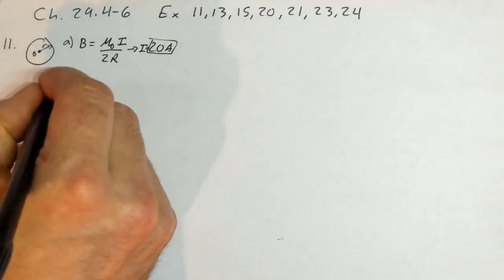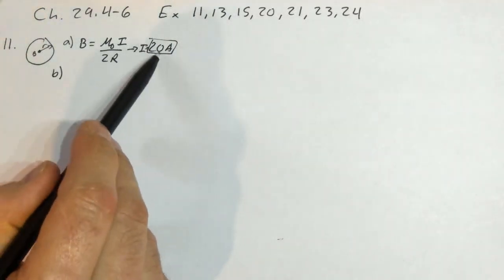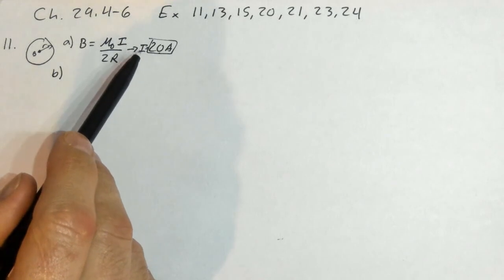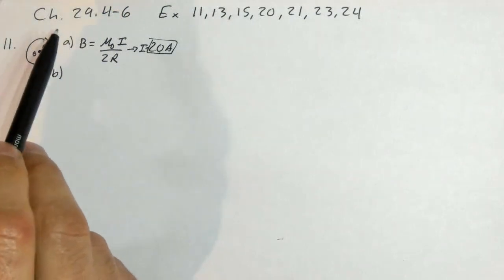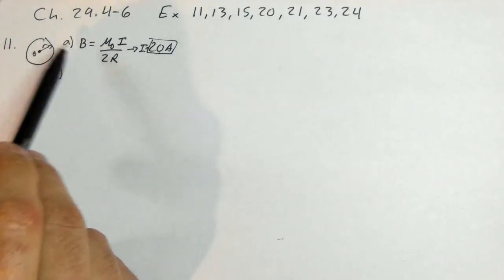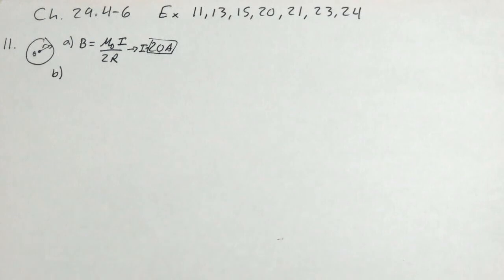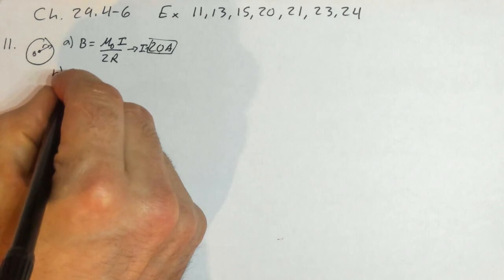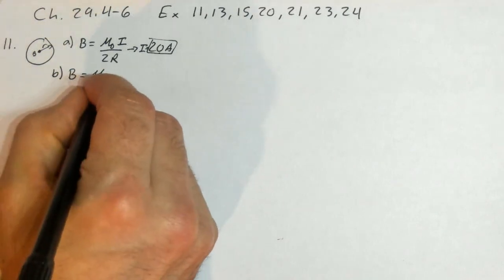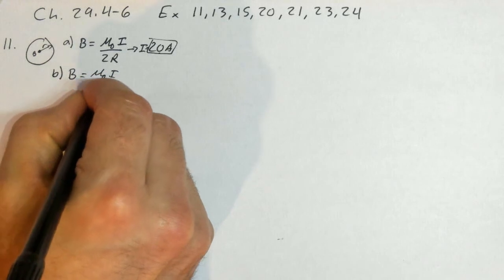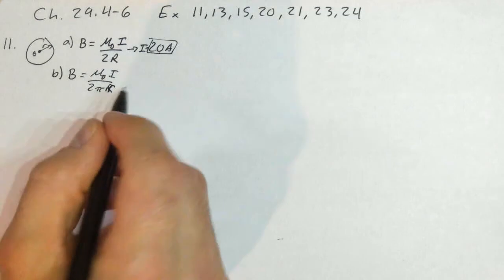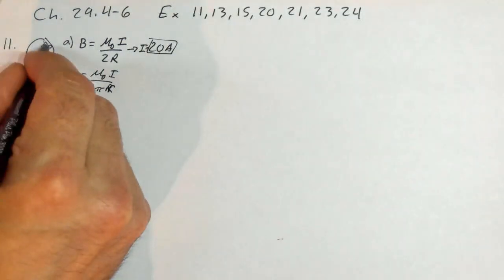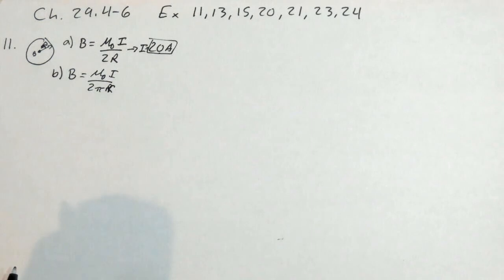Okay, now part B says, what if you had the current you found flowing through a wire? At what distance from that wire would you get the same magnetic field you got in this case? So what equation are we going to apply here? B for a long straight wire is mu naught I over 2 pi R. Or maybe I should do lowercase r here because it's distance away, where big R is usually utilized for a radius.